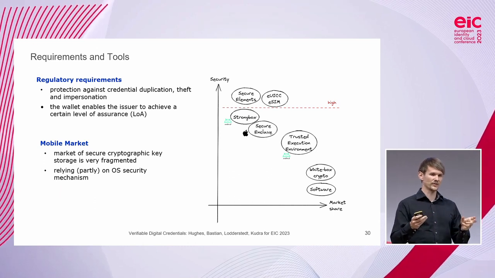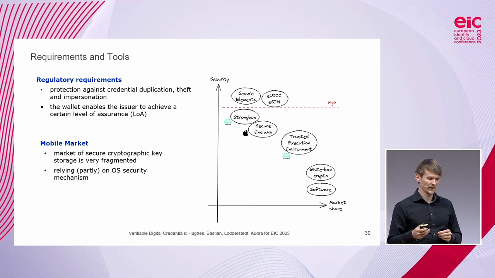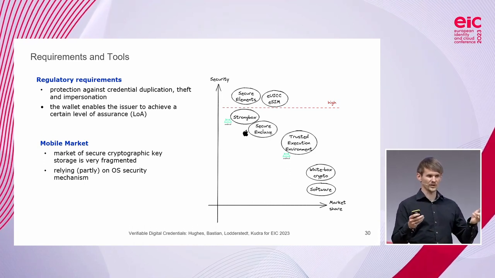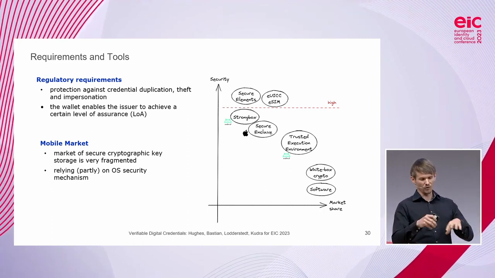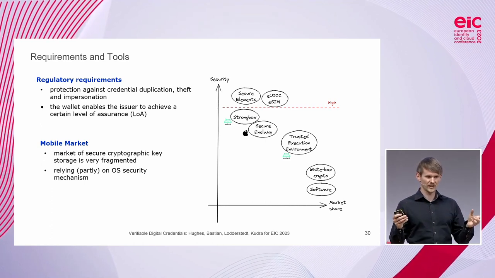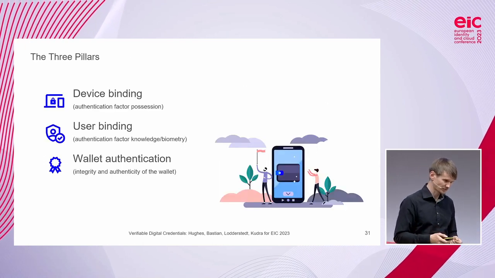Trusted execution environments are kind of somewhere between software and hardware. And then, for example, we got secure enclaves in iOS. We got StrongBox on Google devices. We got secure elements in Samsung devices. And all of these mechanisms have different forms of attestations and ways we can validate them. So all of this gets very complicated.